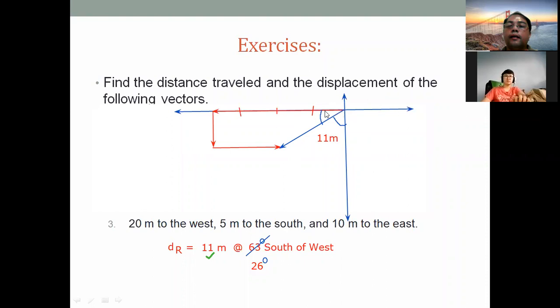We draw the figure: left 20 meters, then south 5 meters, then 10 meters east, and the blue line is giving us now the resultant. If you measure it with a ruler, that will give you 11 meters. And by using a protractor, our angle here will be equivalent to 26 degrees, and that is south of west. Okay, so this is our answer. Do you have a question?